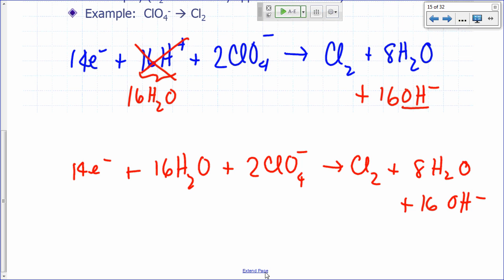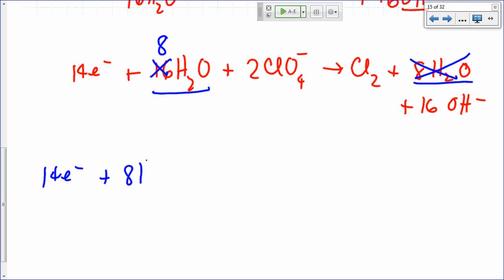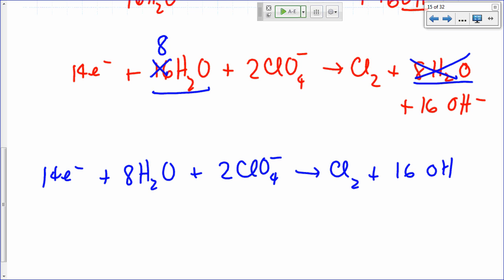Now, one last step you need to do here is to simplify. You see 16 waters here and 8 waters here. What do you do with that? That means that's a net loss of just 8, right? You start with 16, you end up with 8, so you can just get rid of this 8 and replace that by 8. So that's the final answer here. You would have 14 electrons plus 8 H2O plus 2 perchlorates yields Cl2 plus 16 hydroxides.